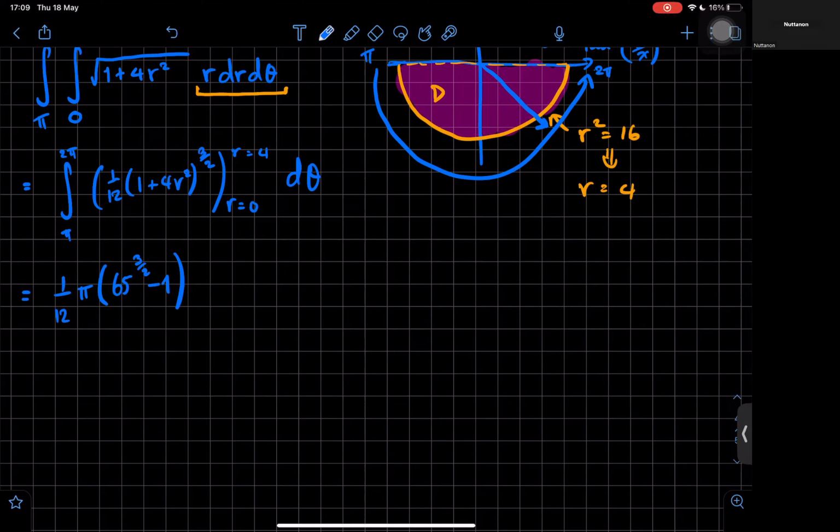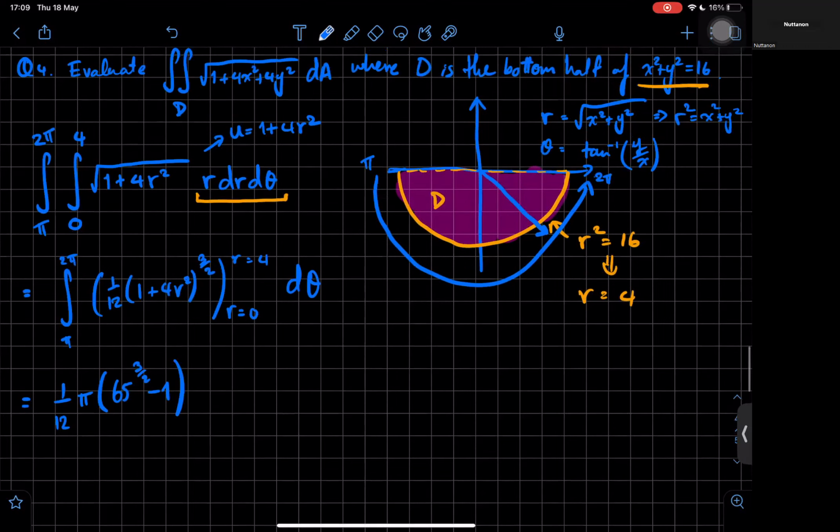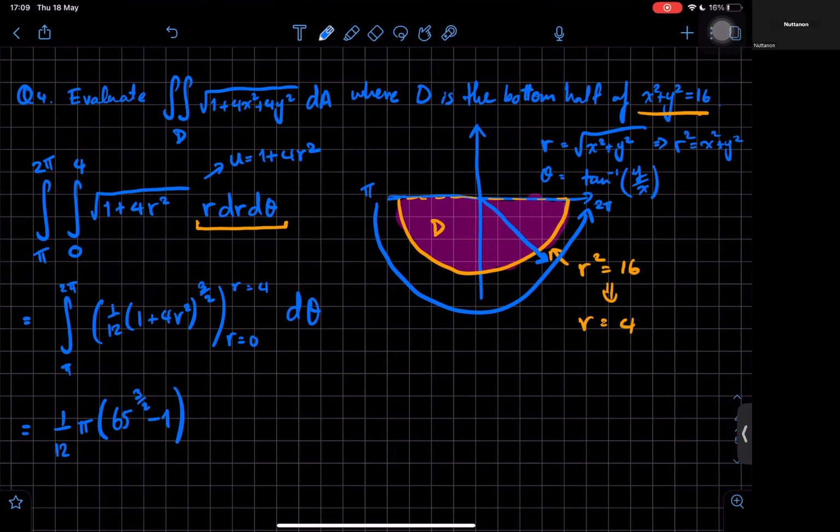So you use the polar coordinate substitution. I recommend using the polar coordinate when it is a circle or the function is in the polar coordinate itself. Otherwise, not so much, not many times that you need to do it. Okay, let's see another example.